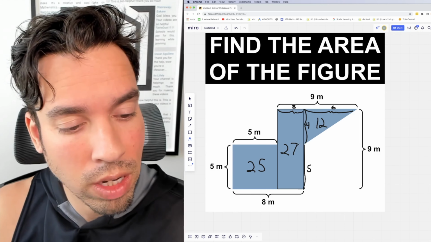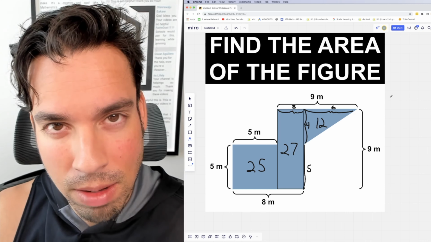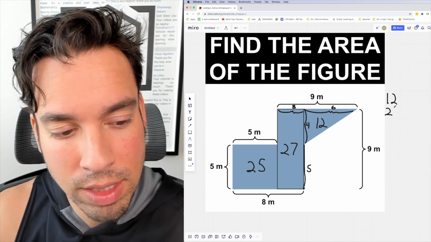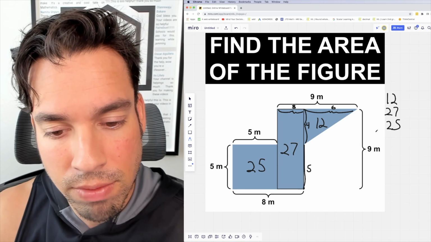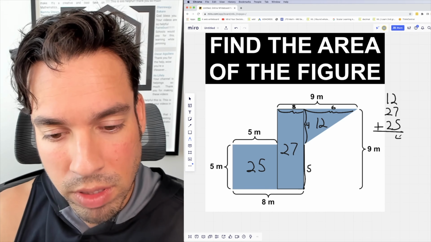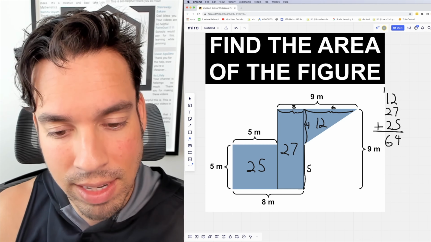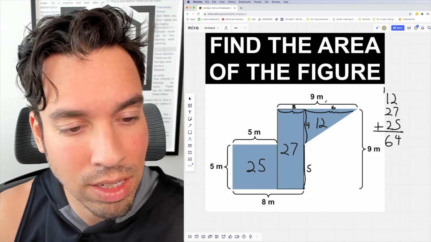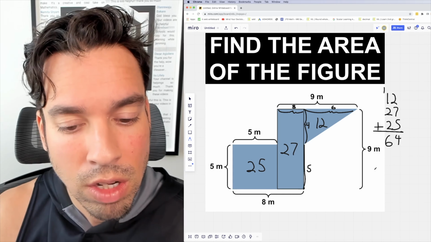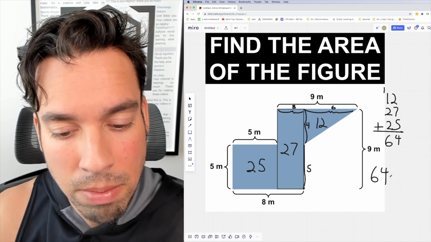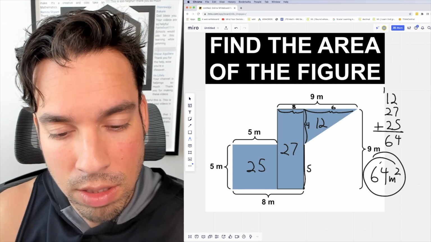Now to get the total area of this whole shape, we just add those guys up. We've got 12 plus 27 plus 25. This equals 64. But don't forget units, because I did include meters for the units. So the area is, of course, meters squared, and we're done.